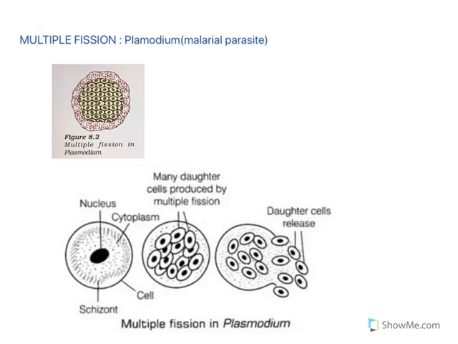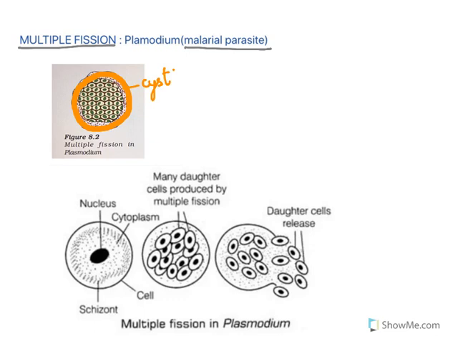Here is fission in Plasmodium, and the fission in Plasmodium is called multiple fission because a single cell gives rise to a number of cells. Now Plasmodium is a malarial parasite. It's a parasite that causes malaria. Here is a picture of Plasmodium, and this Plasmodium is always surrounded by a cyst, a protective covering, or the cyst.